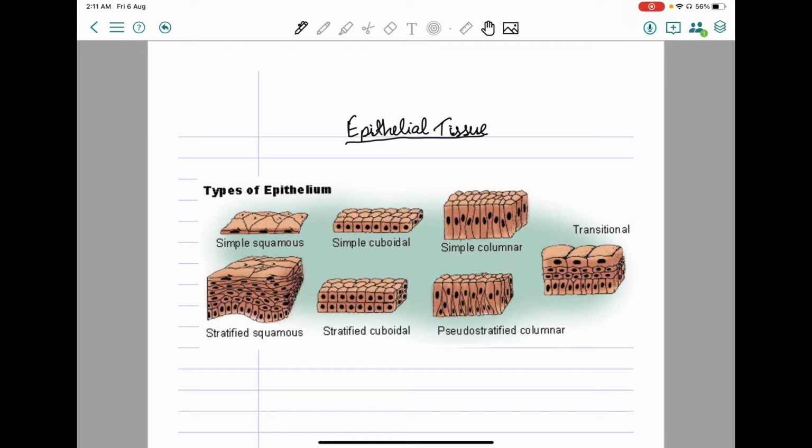Hi guys, in today's histology part 2, we are going to talk about epithelial tissue.